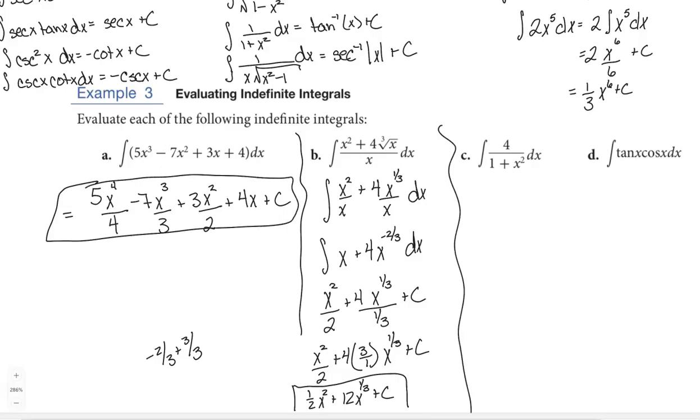Let's look at this one. So we could think about pulling that 4 out. And this fits my inverse tangent function. So this would be 4 times arctan of x plus c. And then let's look at that next one. When I integrate tangent times cosine.